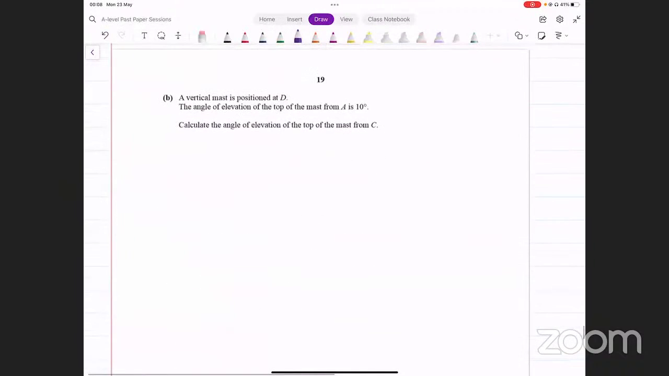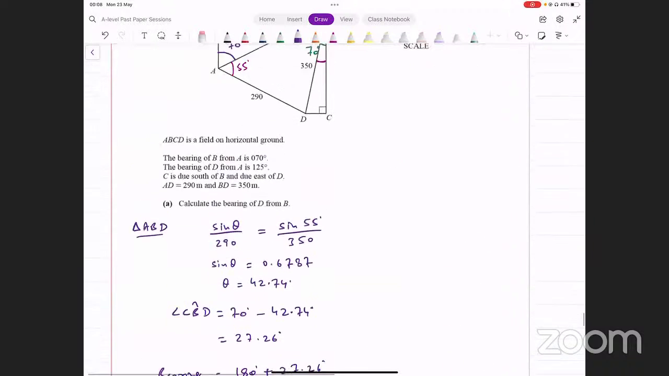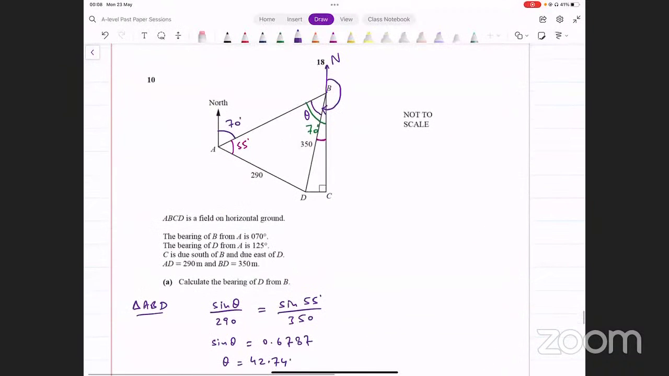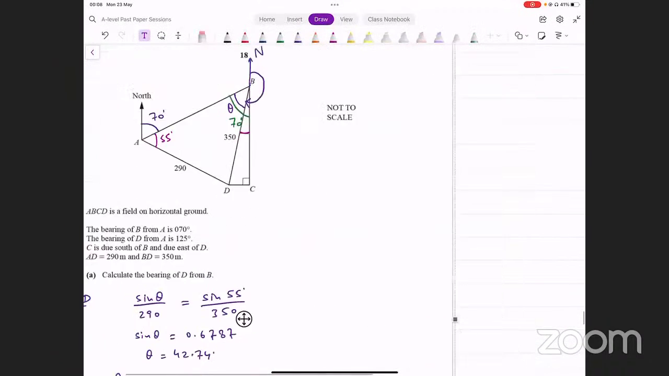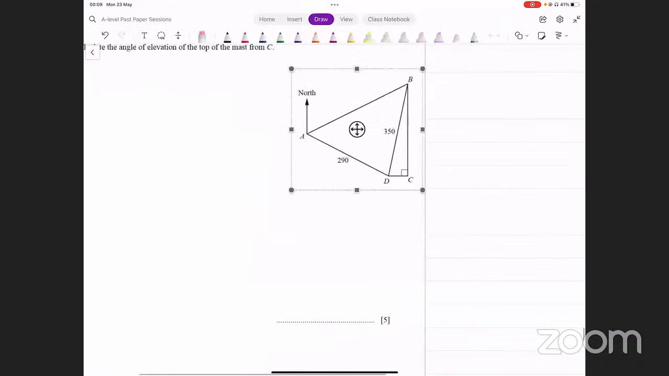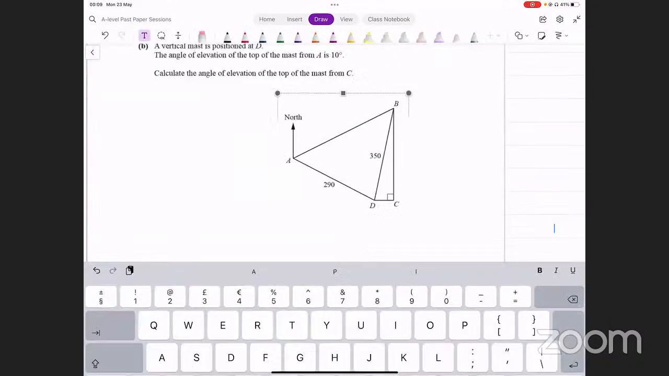Now it says a vertical mast is positioned at D. The angle of elevation of the top of the mast from A is 10 degrees. Calculate the angle of elevation of the top of the mast from C. Okay, so this is the figure that we've got. Now I'm just going to copy this figure here. Just give me a few seconds. Okay, so this is the diagram that we're given.